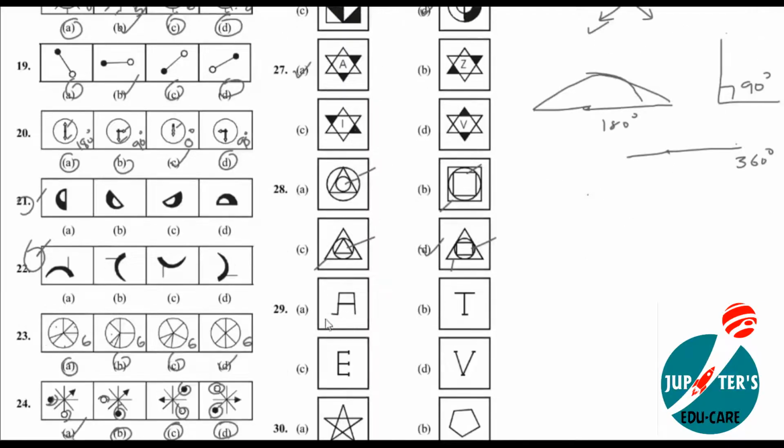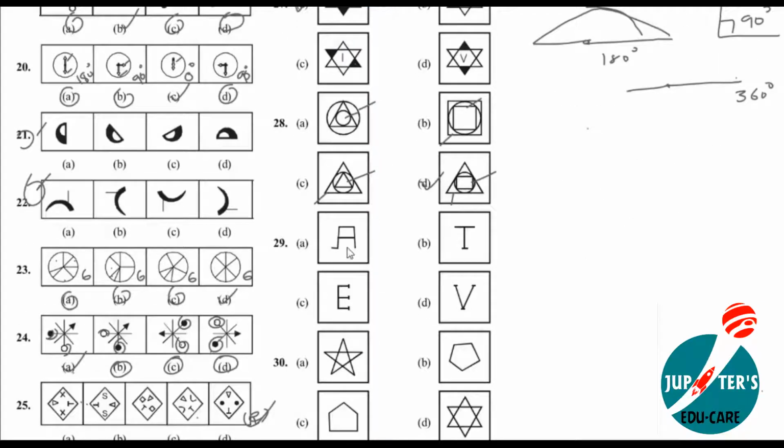Next, coming to 29. In option A, this figure means it is A. It is not in a proper way. Option B, option C, option D are in a proper way. See, observe carefully. T, E, V are in a proper way. But option A is not in a proper way. So, A is our answer.